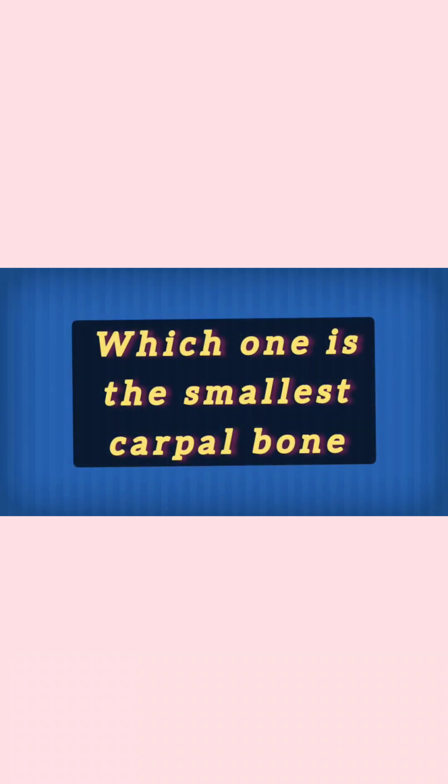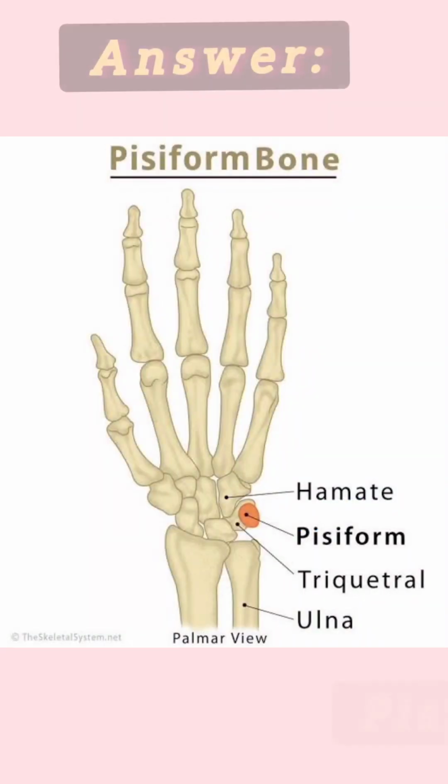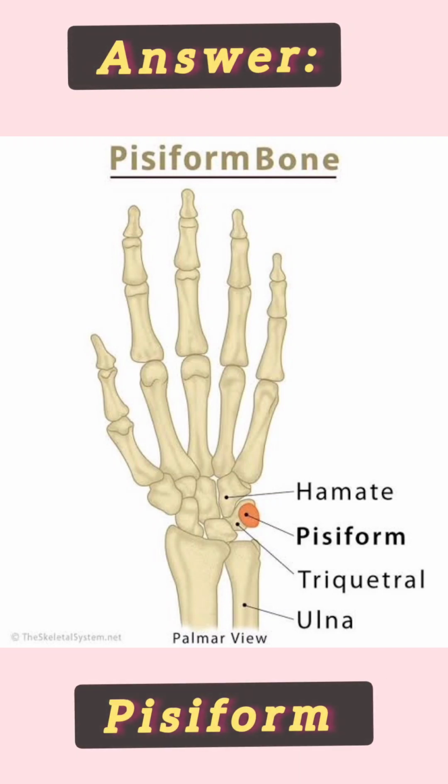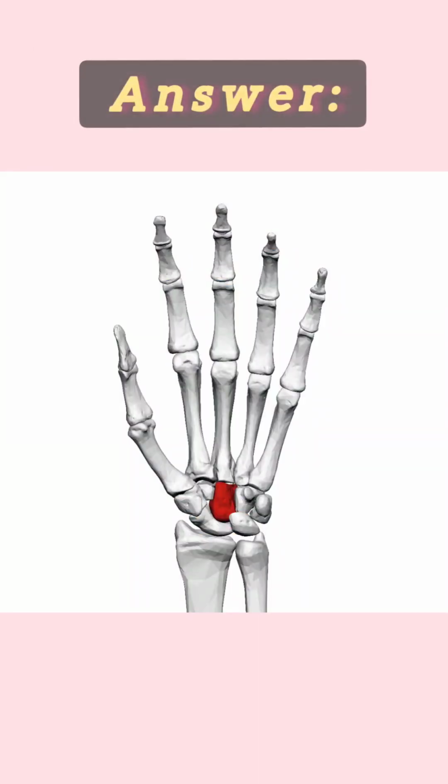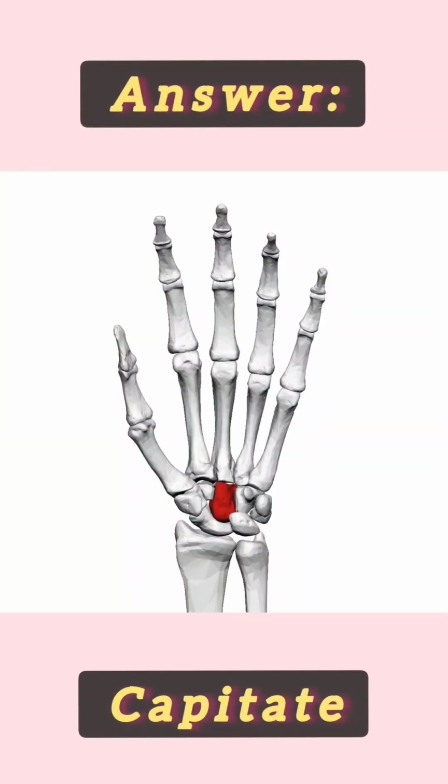Next question. Which one is the smallest carpal bone? Again the answer is simple. It is again the pisiform bone. Next question. Which one is the largest carpal bone? It is the capitate. Capitate means head of all the carpal bones. It is the largest one.